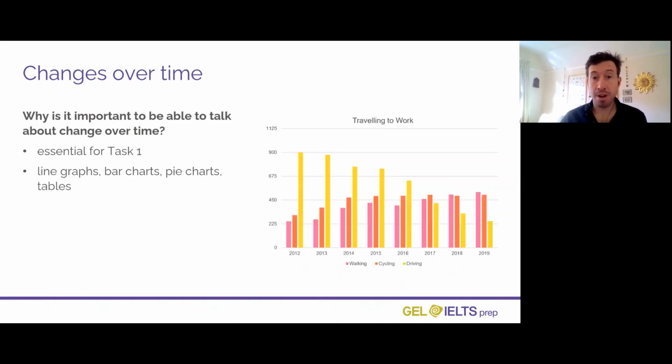The same as well with bar charts. Again, data can be represented in bar charts, which can also have dates. So here you can see 2012, and again here 2019. Again, we'll need to say, how does that change? So we'll need vocabulary for that.